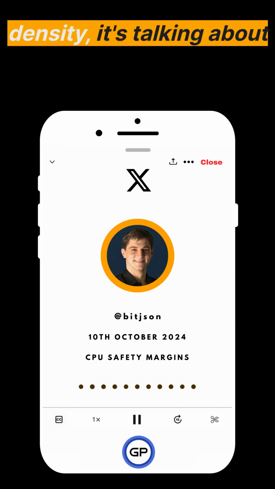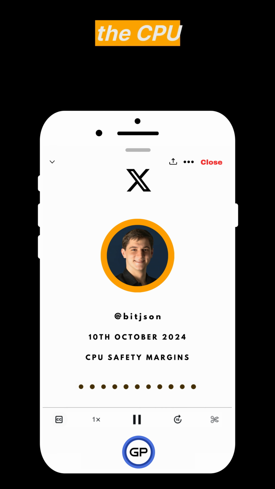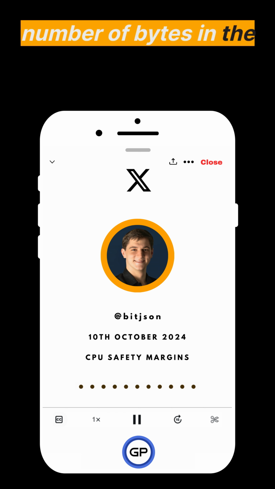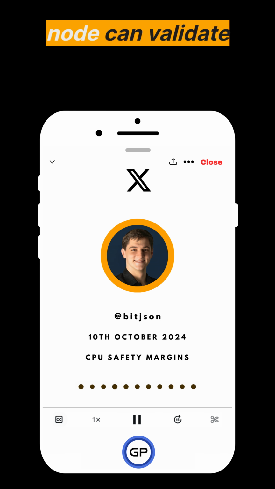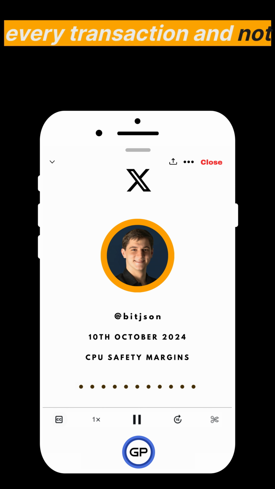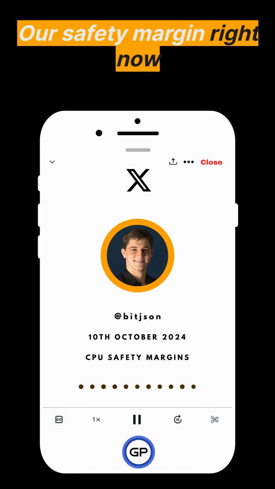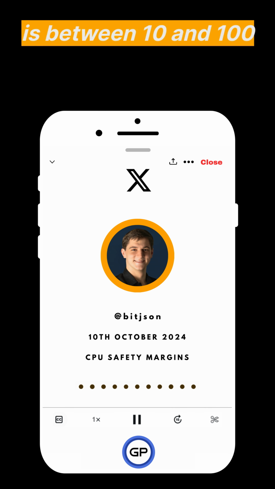When the chip talks about density, it's talking about the CPU usage over the number of bytes in the transaction. And we want to keep it below some level so that every node can validate every transaction and not use too much of its CPU. Our safety margin right now is between 10 and 100 times.